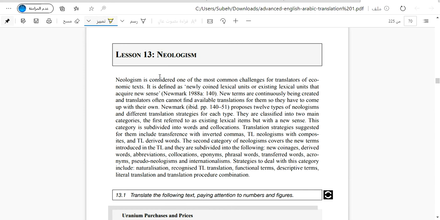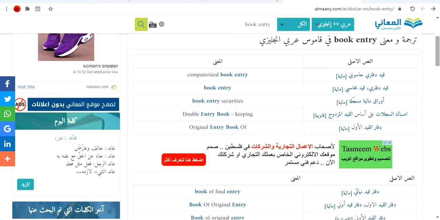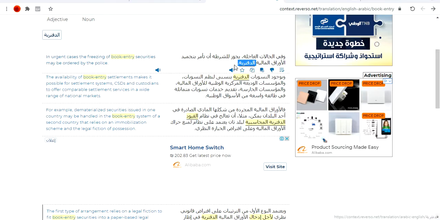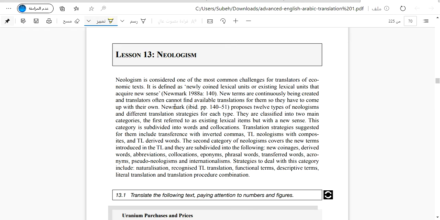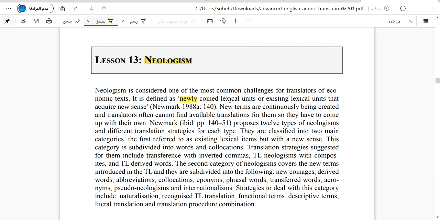Now, to make things more clear, I'm going to give you another explanation. Again, one may ask me, here it's قيد دفتري, طب, why here it's دفترية? The answer will be here, a neologism. What is a neologism? A neologism is considered one of the biggest challenges for translators of economic texts. It's defined as newly coined lexical units or existing lexical units. يعني إما جديدة أو already كانت موجودة.